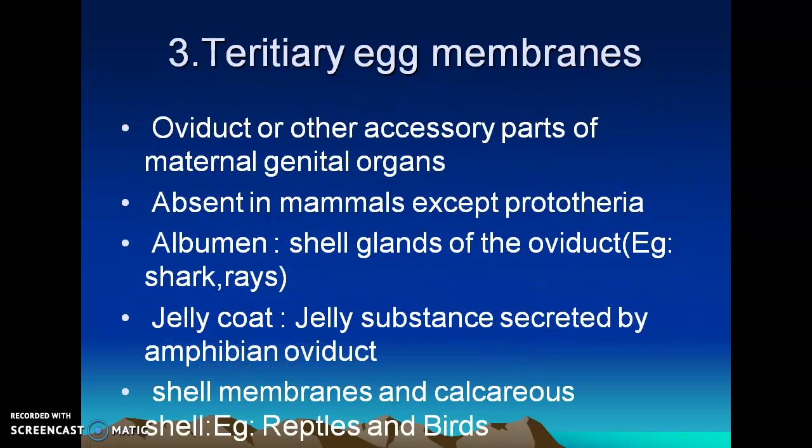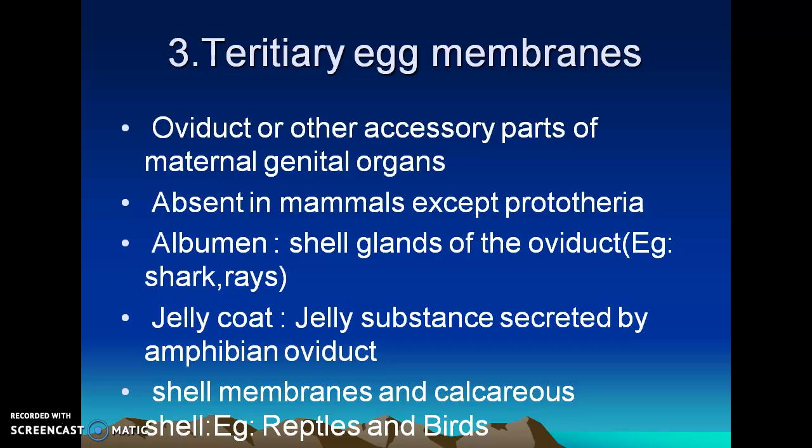Then comes the last membrane, called the tertiary egg membranes. These are generally secreted by either the oviduct or other accessory parts of the maternal genital organs. Tertiary egg membranes are generally secreted by the oviduct, which is altogether absent in most mammals except the Prototheria. We know that these are the primitive mammals. Except for the Prototheria, the egg membranes are altogether absent.